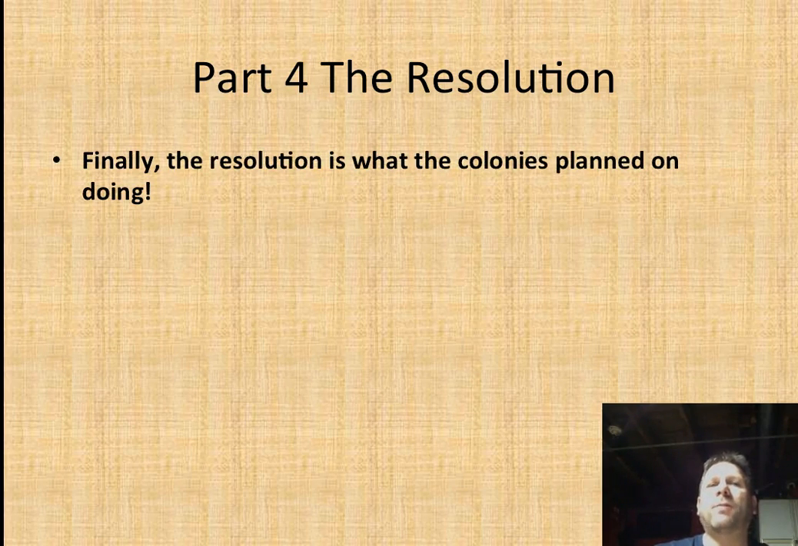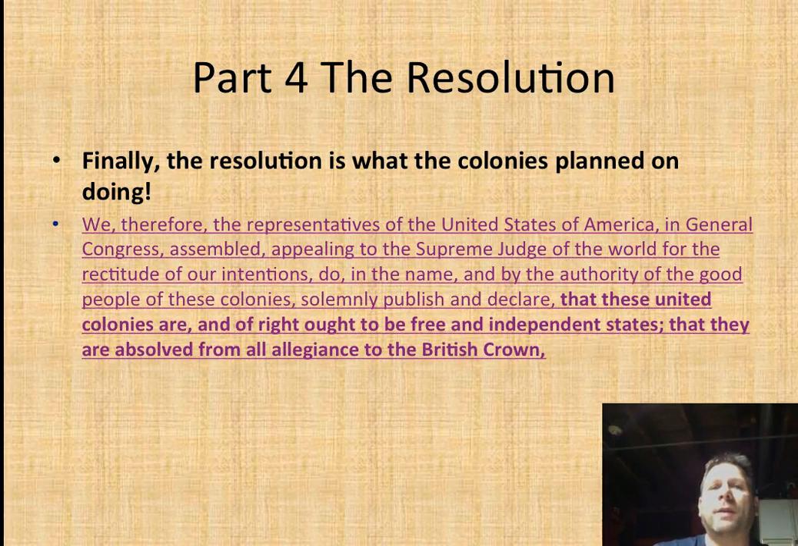Finally, the resolution is what the colonies plan on doing. And the resolution wraps up the declaration with this. We, therefore, the representatives of the United States of America in General Congress, talking about the Second Continental Congress, assembled, appealing to the Supreme Judge of the world for the rectitude of our intentions, do in the name and by authority of the good people of these colonies, solemnly publish and declare that these united colonies are and of right ought to be free and independent states, moving from independent colonies to independent states, to be further called the United States of America after the Declaration. That we are absolving, cutting apart, breaking away all allegiance to the British Crown to make a go of it on our own.